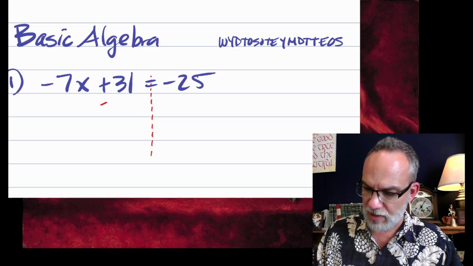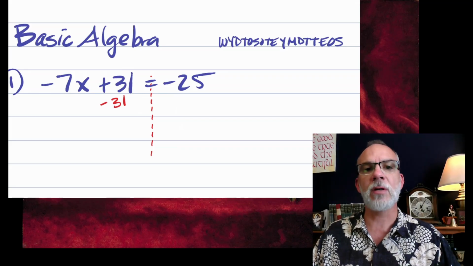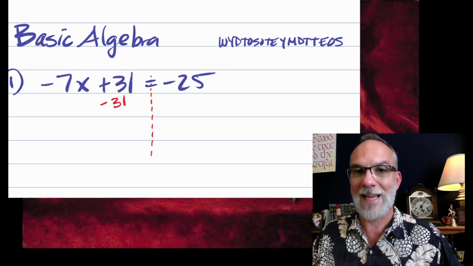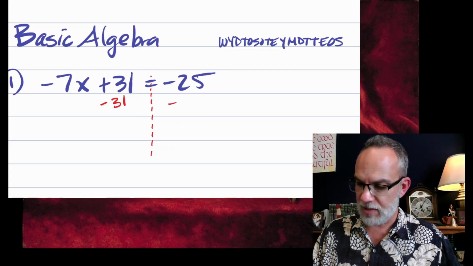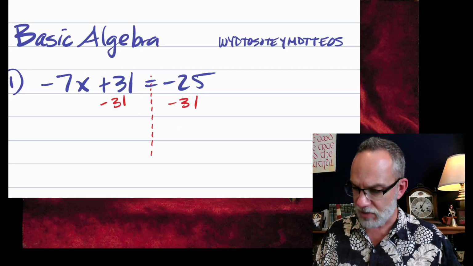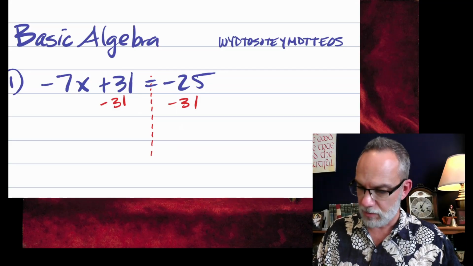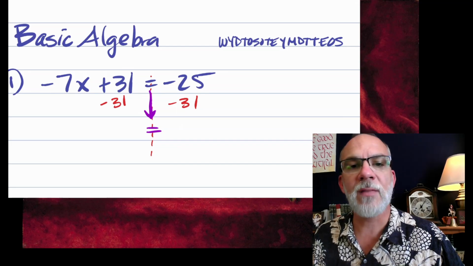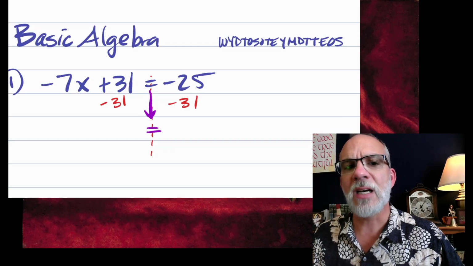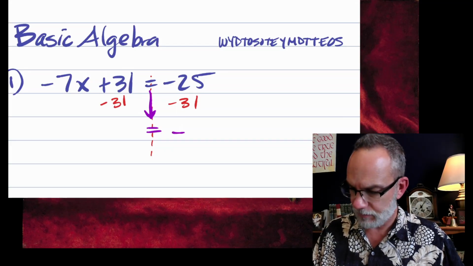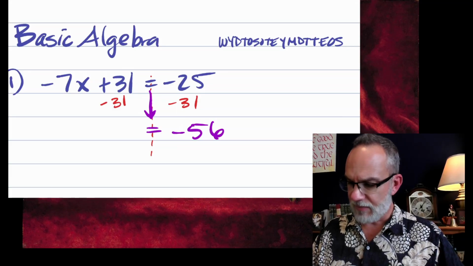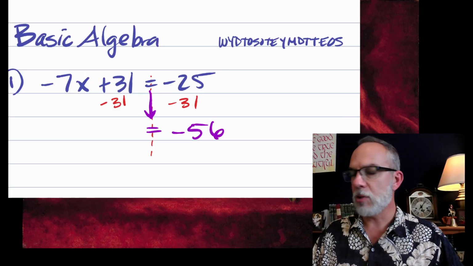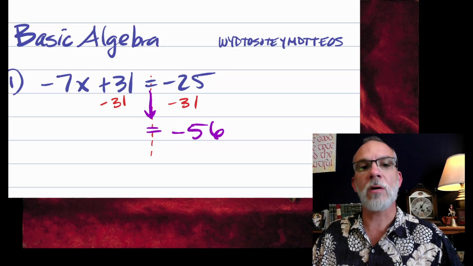I'm going to subtract 31 from the left-hand side of the equation, but in order to maintain equality, I have to subtract 31 from the right side, so minus 31. And I'm going to bring my equal sign straight down now. The right-hand side is the simplest thing to simplify. That's going to be negative 25 minus 31 more. What is that? Negative 56? I think that's negative 56. When the signs are the same, you add the numbers and you keep the common sign.